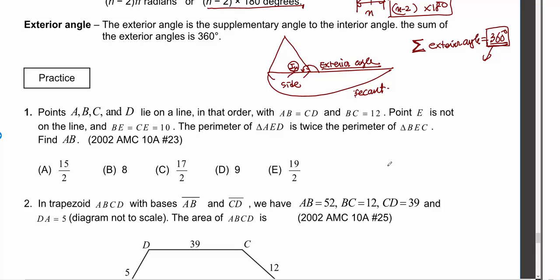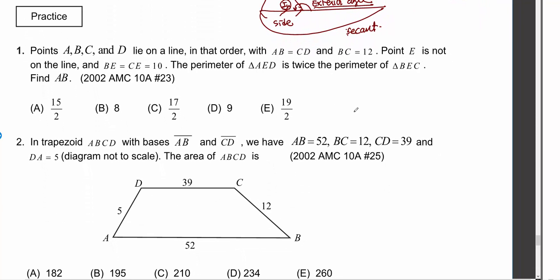Okay, now we're going to try number 1 over here. Can you guys try this number 1? Read the question and find the answer. The drawing is not given over here, so we need to draw it. A, B, C, D are on a line in that order. AB equals CD, so these two lengths are equal. BC is 12, this side is given. E is not on the line. BE equals CE, so this is isosceles, right?